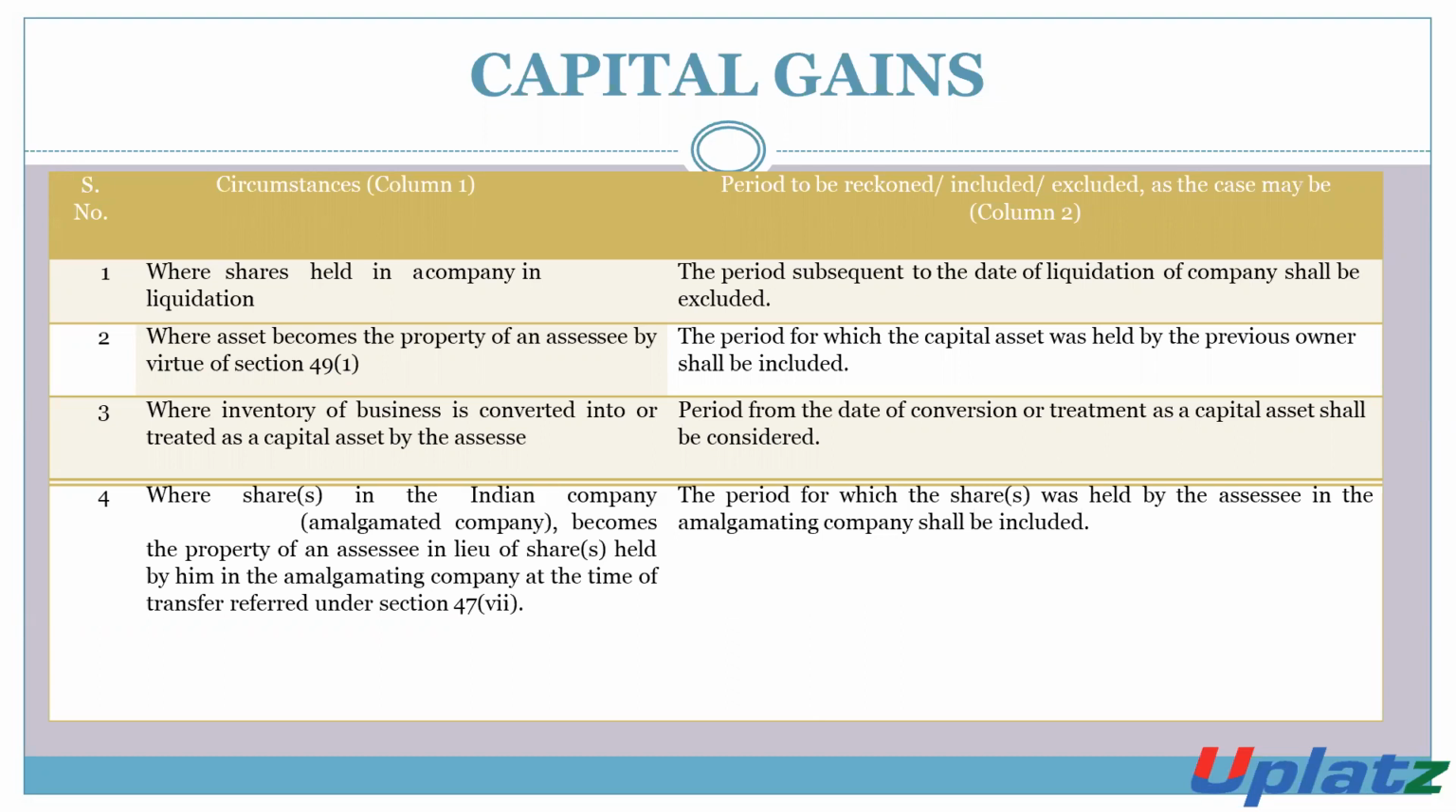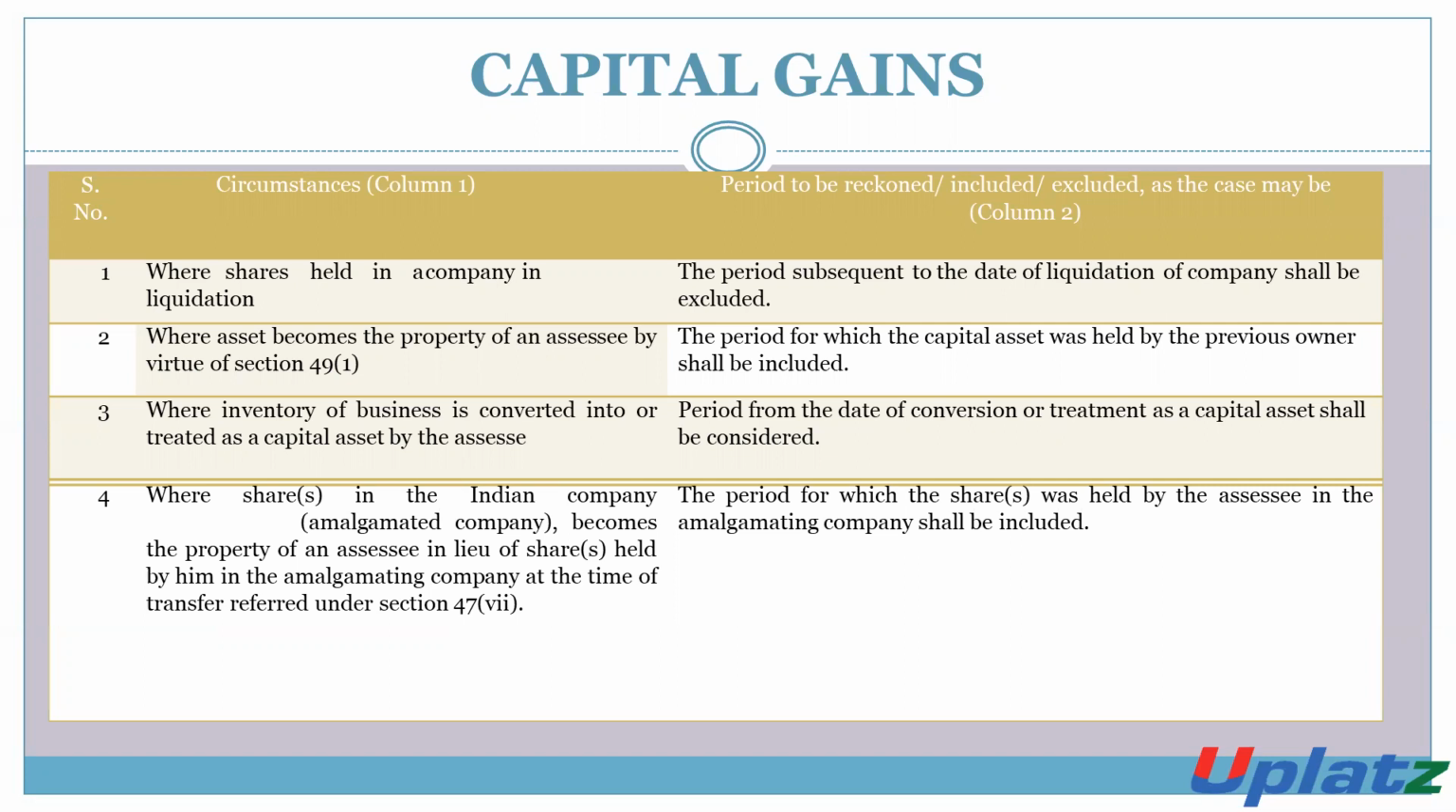Number 3, where inventory of the business is converted into or treated as a capital asset by the assessee. Well, there is an inventory and such inventory is converted by the person into a capital asset. There is a person who deals in furniture and fixtures.